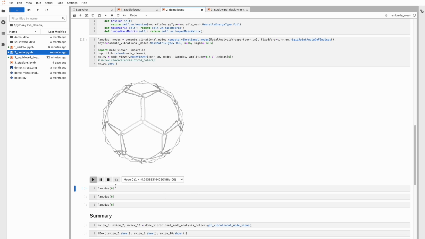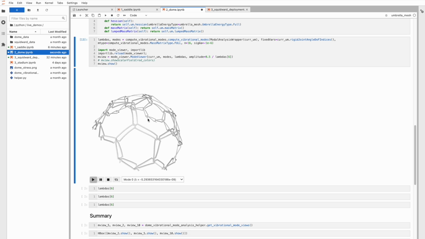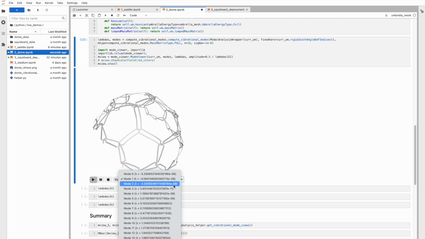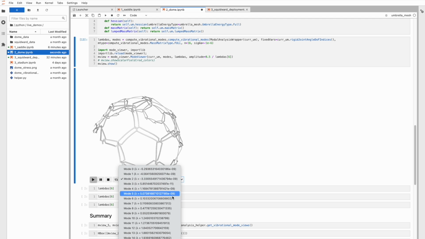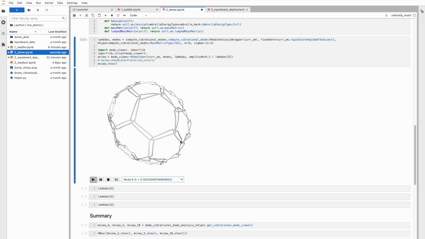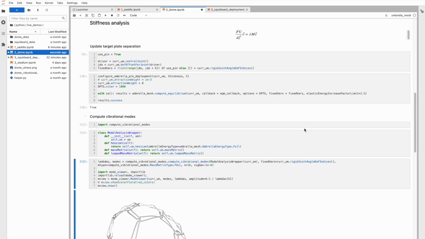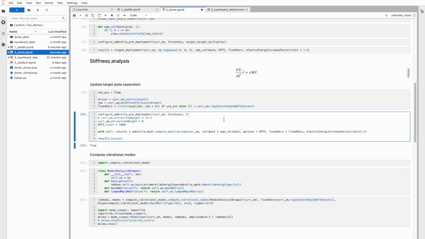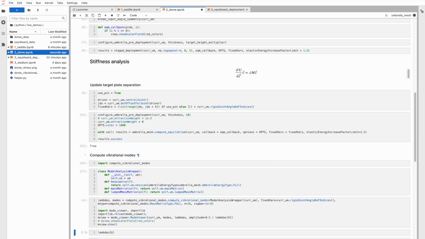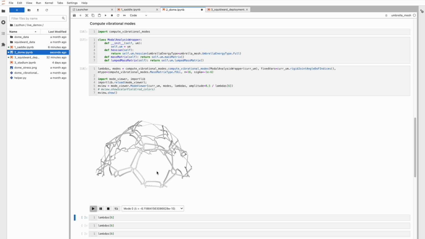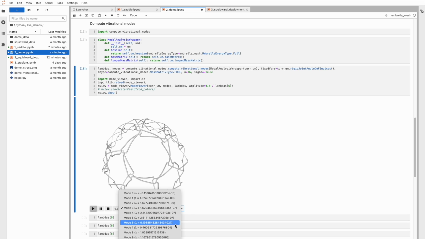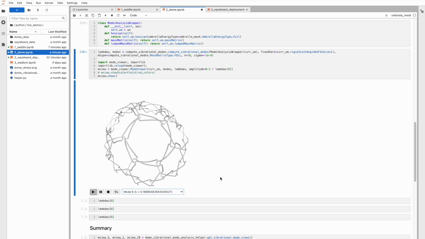The first eigenvalues are near zero and the eigenvectors correspond to rigid transformations. Since we're in 3D, the structure has 6 degrees of freedom of rigid transformation, so the seventh mode is the first non-trivial deformation. The eigenvalue of this mode is proportional to the stiffness of the structure. Now if I increase the plate separation of the umbrella units and compute a new set of vibrational modes, we see that the first 6 modes are still rigid transformations. The seventh mode is also similar to the previous case, but now the eigenvalue is larger than before, indicating the structure is stiffer.